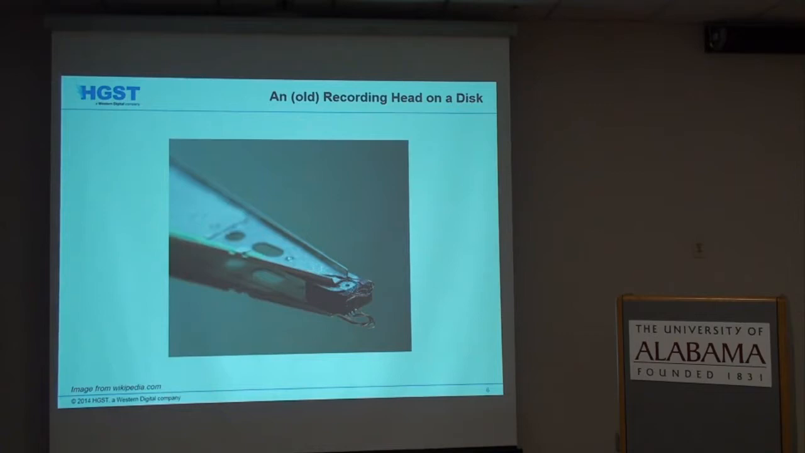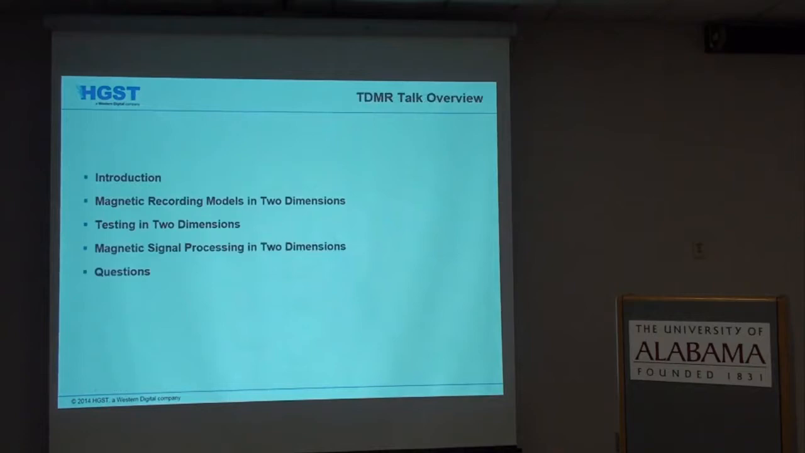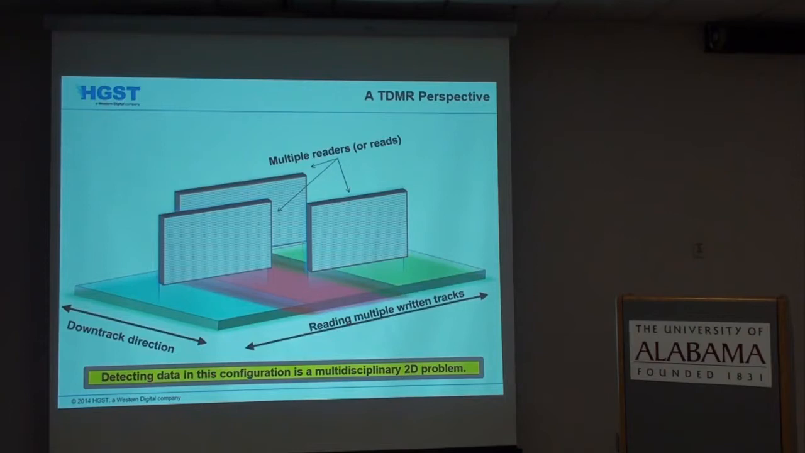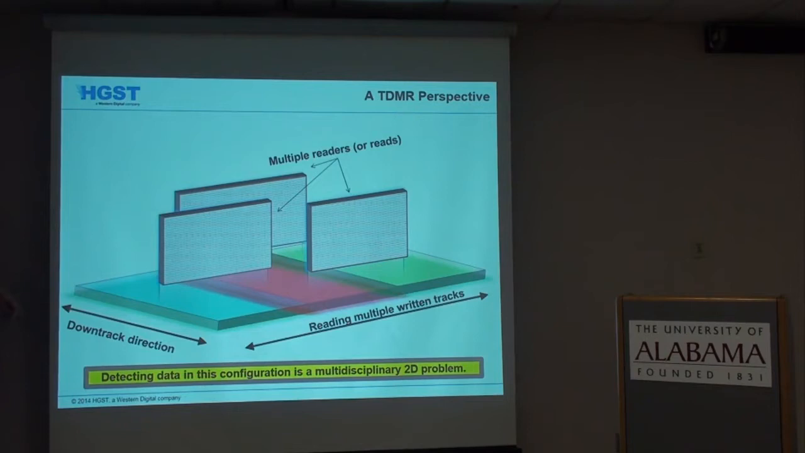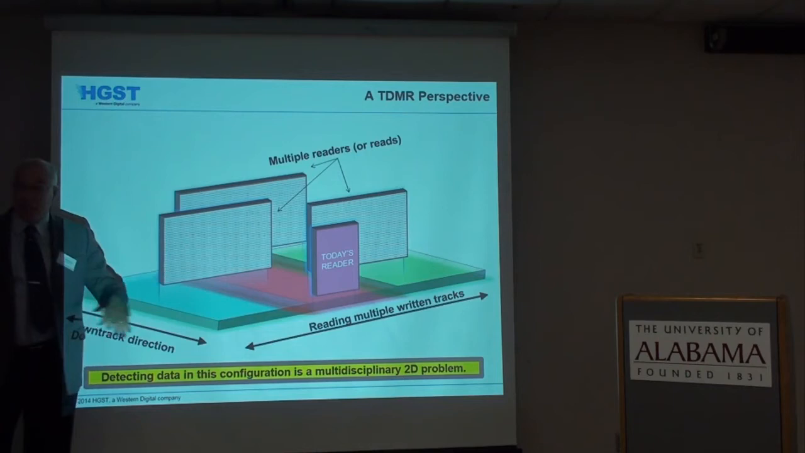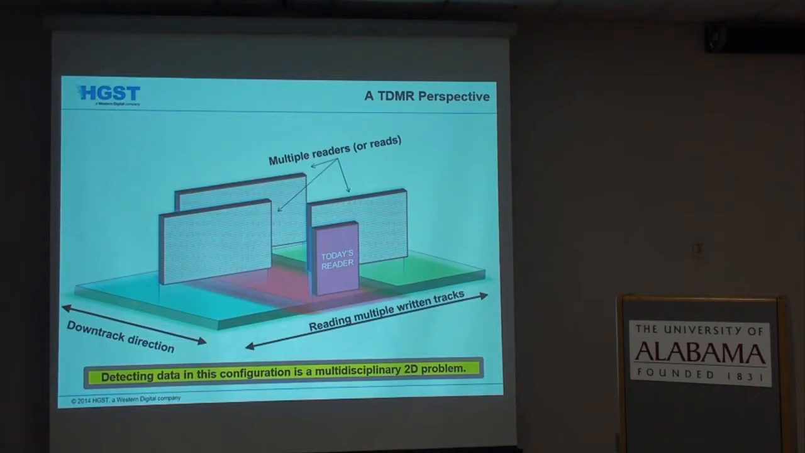Here's what's happening. Let's see, did I skip something? Here's what TDMR will look like if you can imagine this picture being several different tracks, and these are down track directions and go all the way around the disk, if you like. In today's system, we have one reader, which is a small fraction of the track pitch. The track pitch, the distance between here and here today, is about 50 nanometers, and the down track distance for a bit is about 10 nanometers or so.